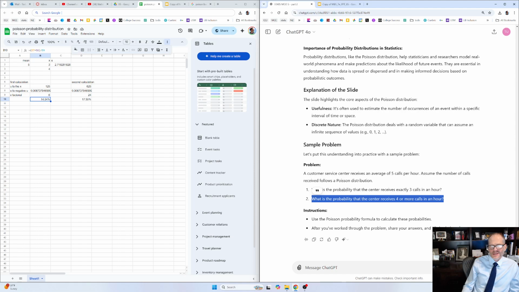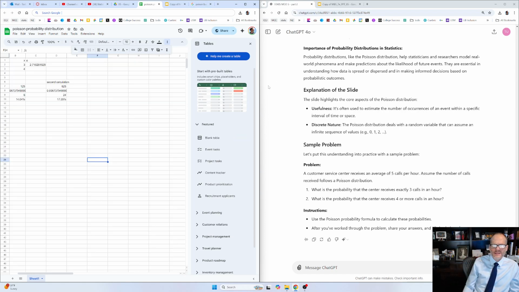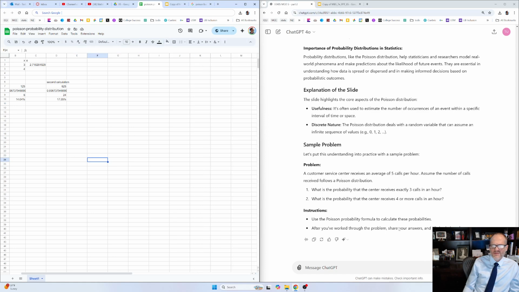That's pretty interesting, right? You could have a random variable, some variable that you randomly choose, and you can figure out what's the probability of that occurring, and there's a probability distribution, depending upon what value the variable is, it could randomly be any of these values. We have a probability of what's the probability of that value randomly occurring. Use the Poisson probability formula to calculate these probabilities. After you've worked through the problem, share your answers, and I'll check them for you.